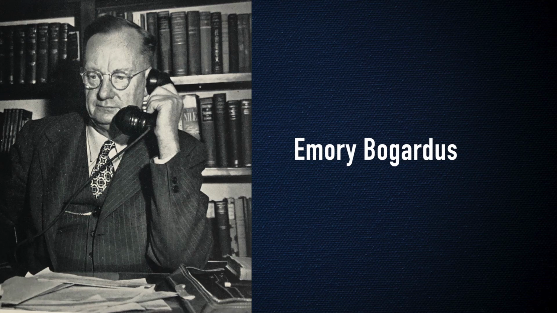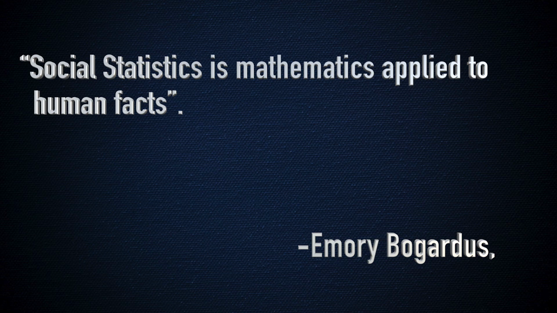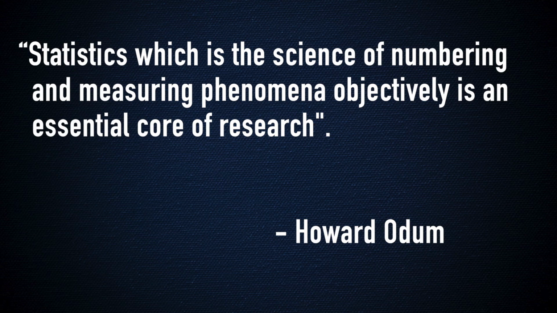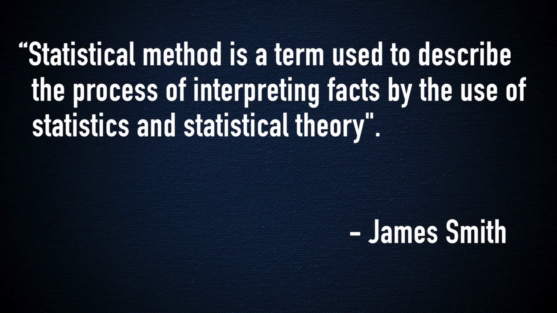The statistical method. The statistical method is used to measure social phenomena mathematically, that is, with the help of figures. According to American sociologist Emory Bogardus, social statistics is mathematics applied to human facts. Howard Odum writes, statistics, which is the science of numbering and measuring phenomena objectively, is an essential core of research. Explaining the meaning of statistical method, James Smith, British sociologist, writes, statistical method is a term used to describe the process of interpreting facts by the use of statistics and statistical theory.